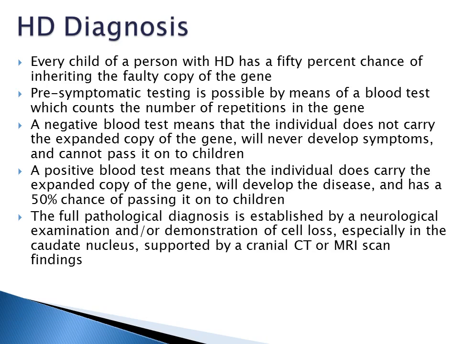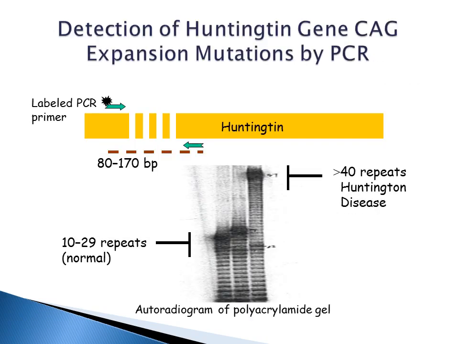The full pathological diagnosis is established by neurological examination and through demonstration of cell loss, especially using a CT scan or an MRI scan. You can detect the Huntington gene CAG repeats through PCR. So in this case, these are labeled PCR primers, and if you get a larger amplicon, that would indicate a higher number of repeats.